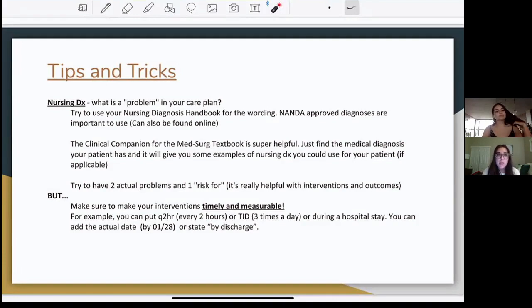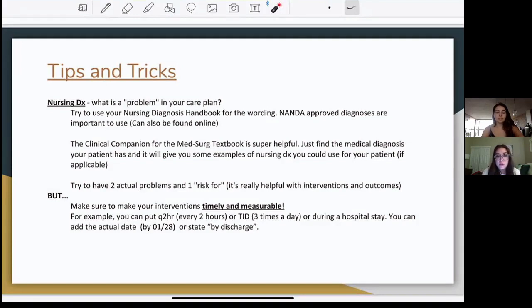If you can find the clinical diagnosis for your patient in the book, typically it'll give you some different goals or nursing diagnoses, different outcomes for your patient if you're feeling a little bit lost. And then I would also say to try to have at least 2 actual problems and a risk for, or even better, 3 actual problems, because that's really helpful with your interventions and your outcomes.